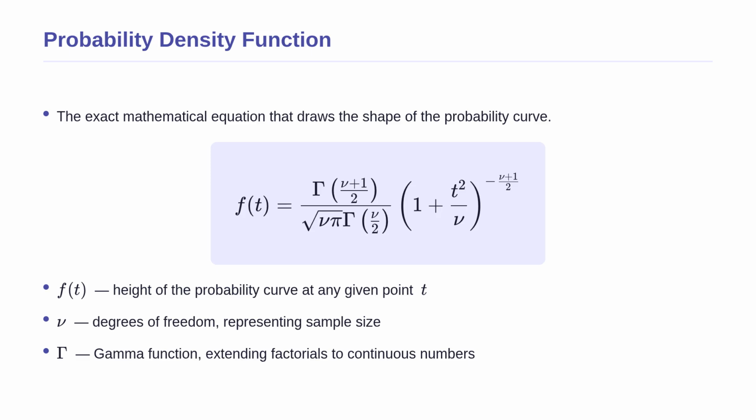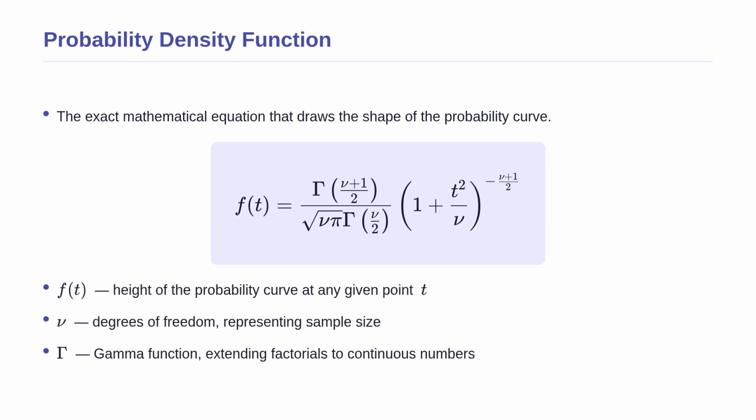This is the probability density function, or PDF, of the t-distribution. It looks intimidating, but we can break it down. The function f of t gives us the height of the curve at any given point, t. The symbol nu represents our degrees of freedom.